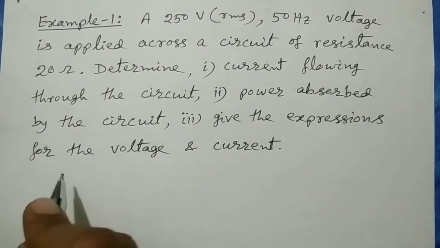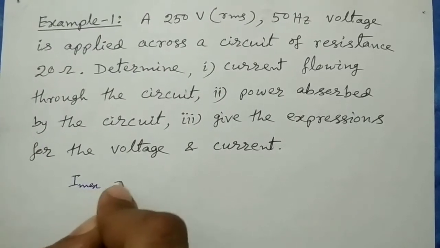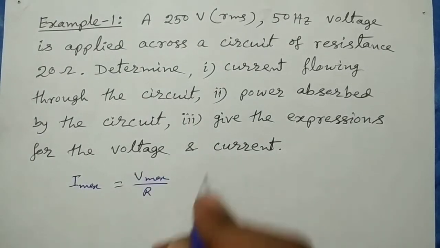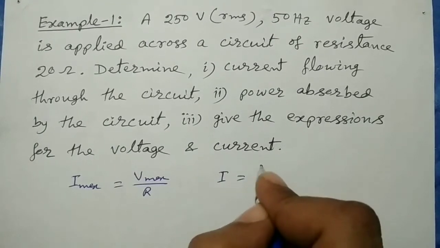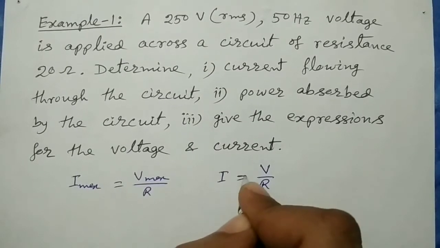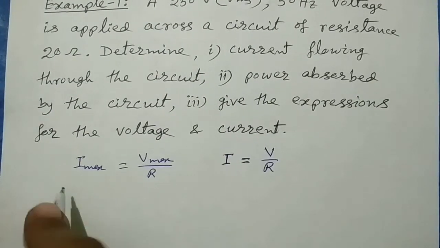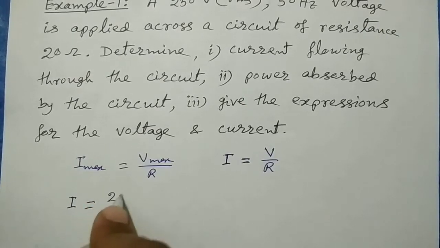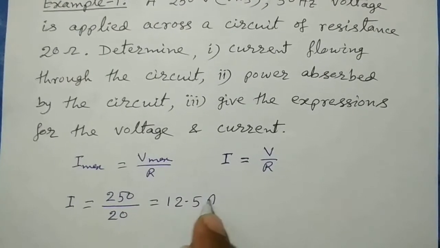So as we have seen, Imax was Vmax upon R, that we have seen. So we can write IRMS is equal to Vrms upon R also. Therefore, the current I is voltage 250 upon resistance, that is 20. So it is 12.5 ampere.